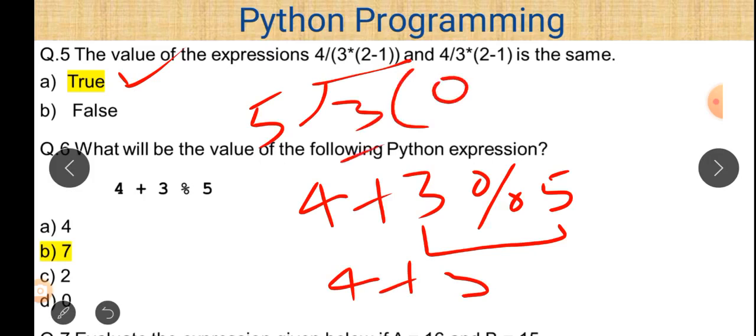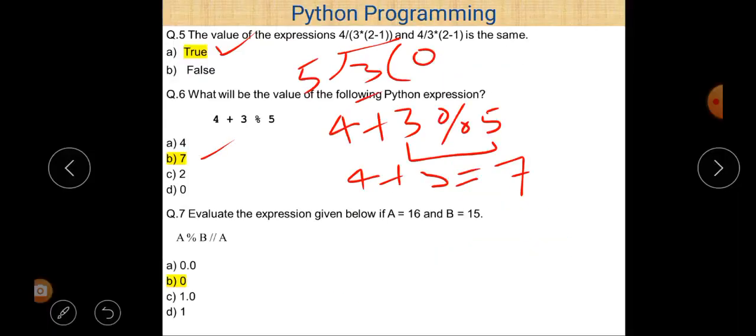So 4 plus 3 equals 7. 7 will be our answer. Now you can see on the screen 7 is the answer. 7 is the correct answer. I think it is clear to all of you. Let us take another question.